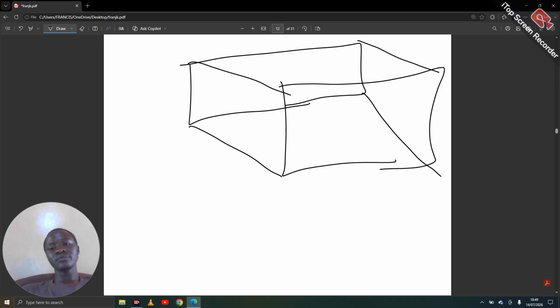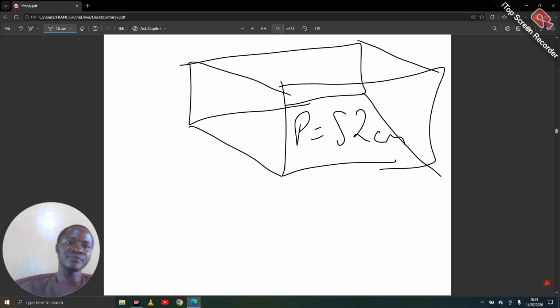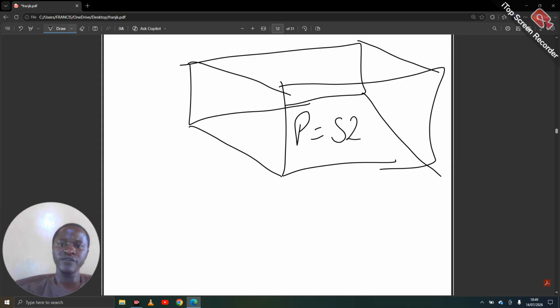Now, I hope it is not that bad, but you can still follow what I want us to discuss. The perimeter of this rectangular cross section is 52 centimeters. If the area of the cross section is maximum, find its dimensions.